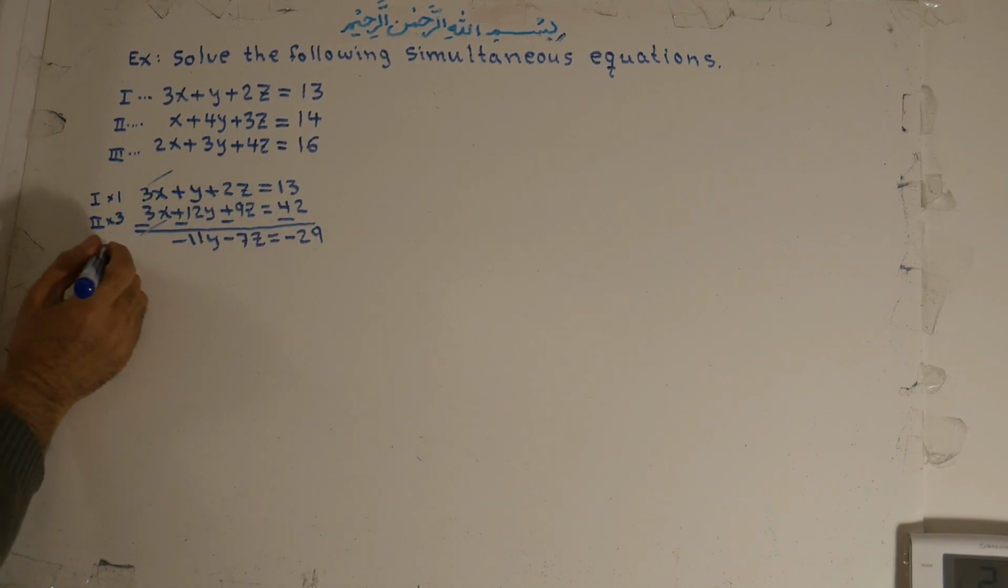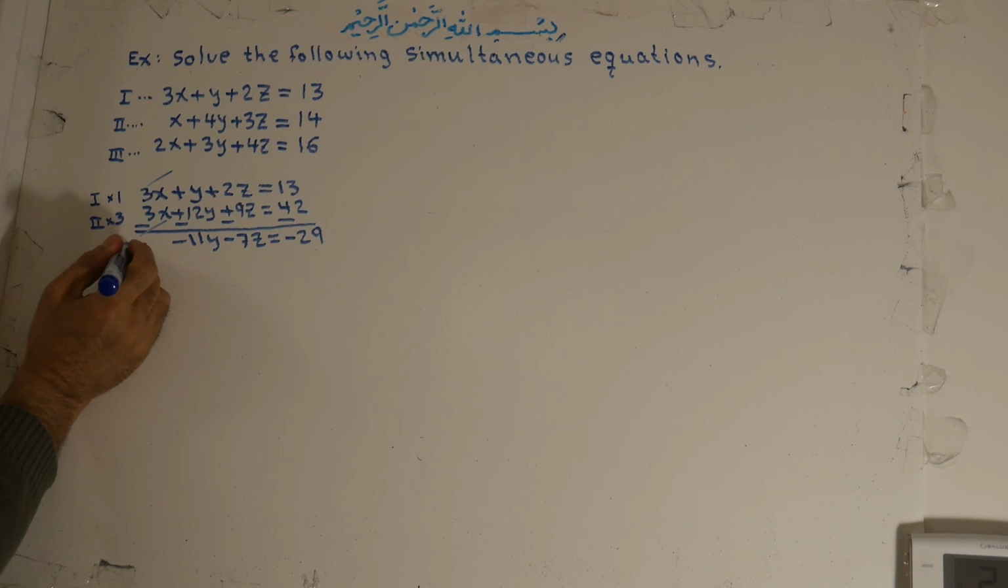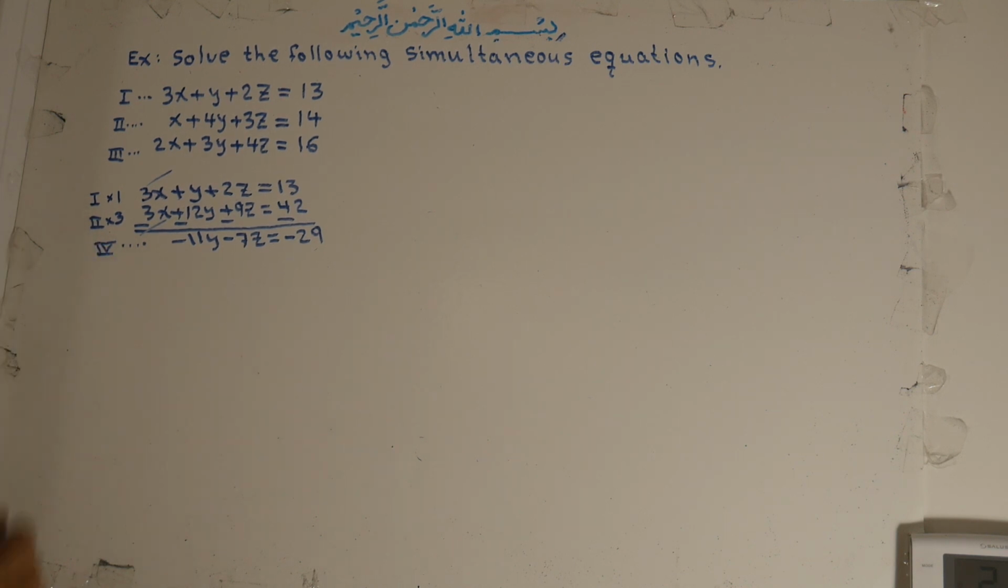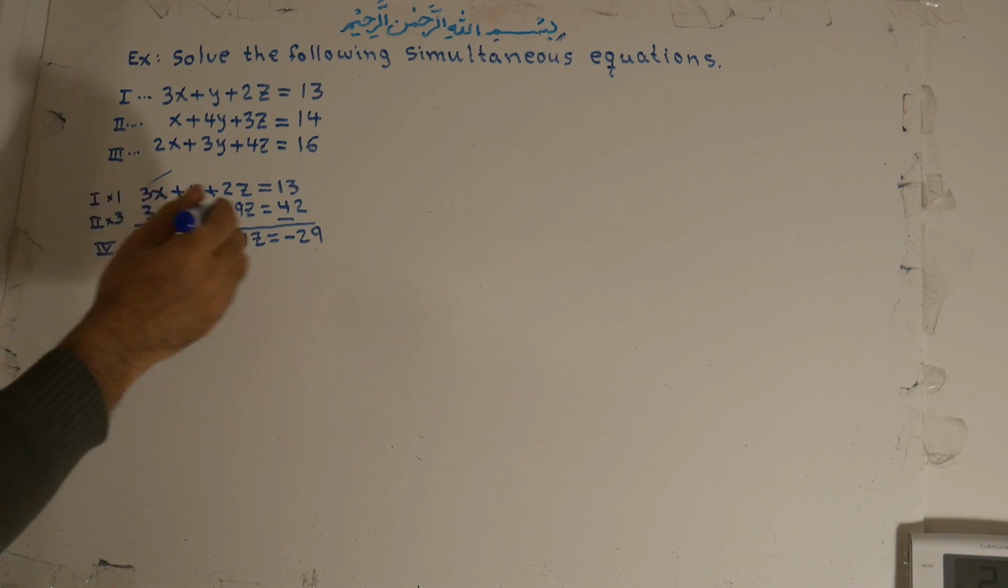Now it gave us this equation. We name this equation number 4. Now we do the same for equation number 2 and 3.